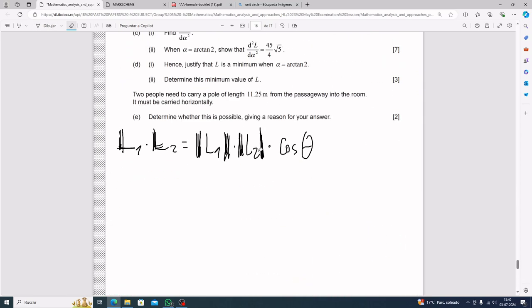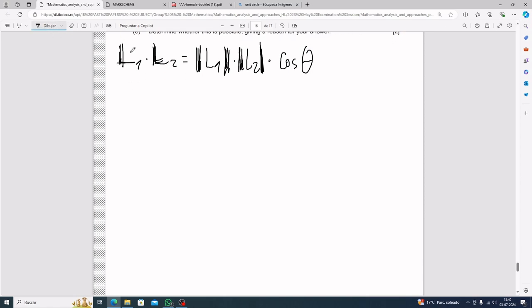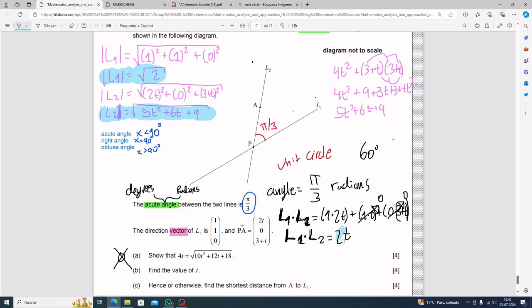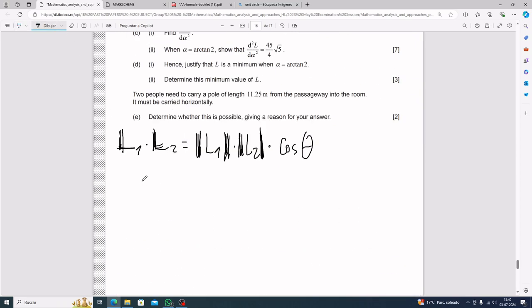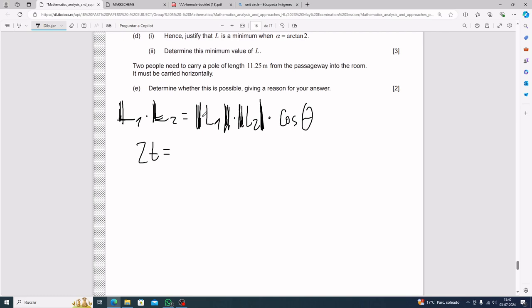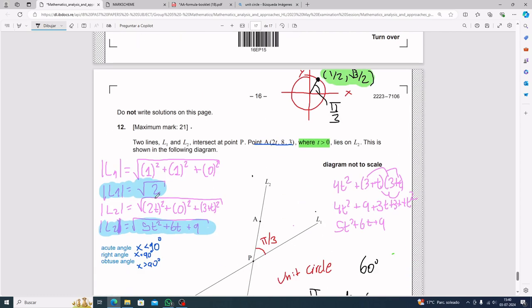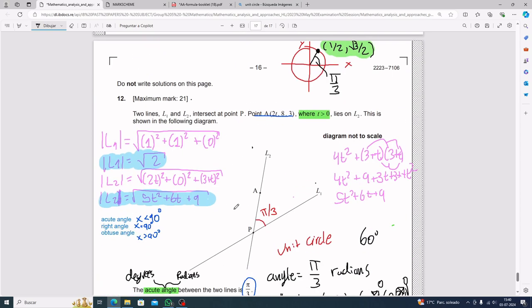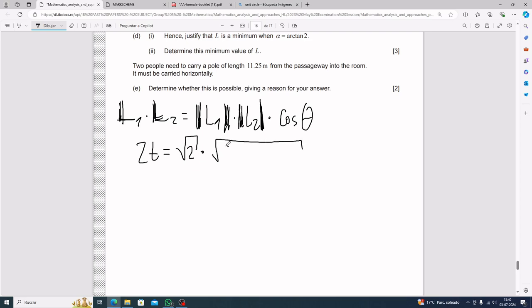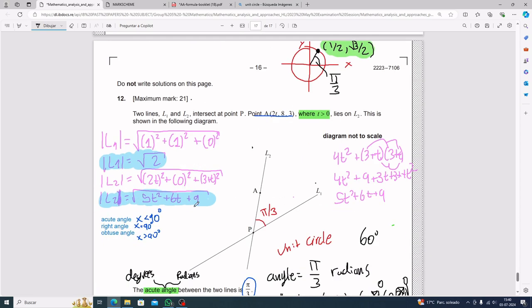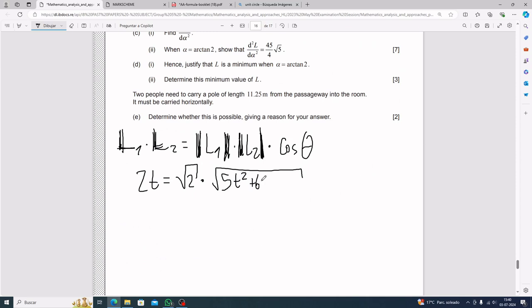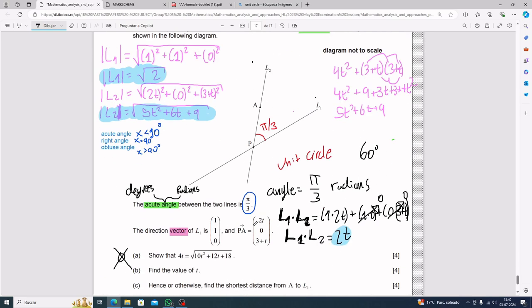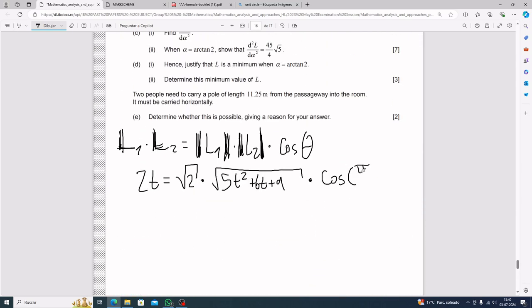So this is the equation. Now let's go ahead and plug in. For the bolded ones, we figured out that it was just 2t, so we can put 2t equals the magnitude of L1, which we found was square root 2, times the magnitude of L2, which we found was that whole thing, square root of 5t squared plus 6t plus 9, times cosine theta. Now we're talking about cosine, and this is in radians, correct? Cosine of pi divided by 3.